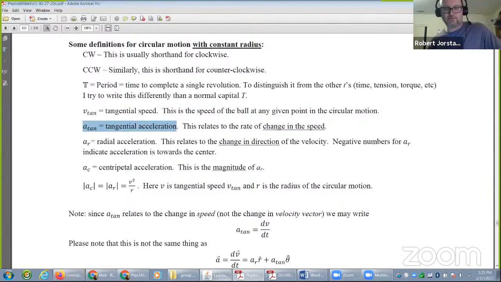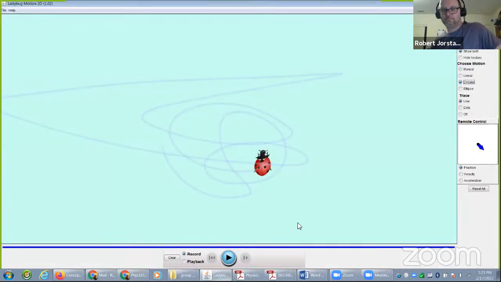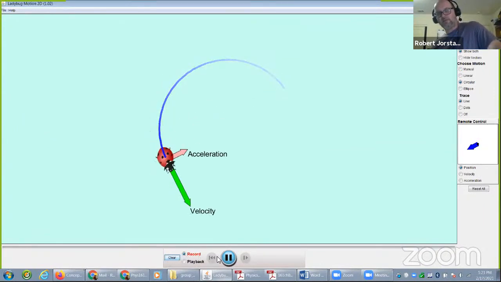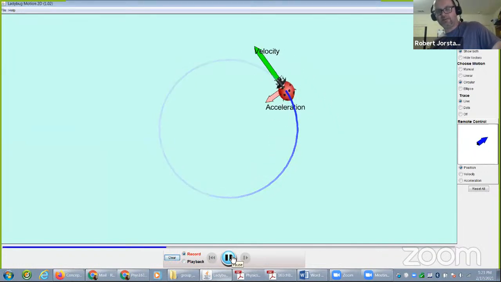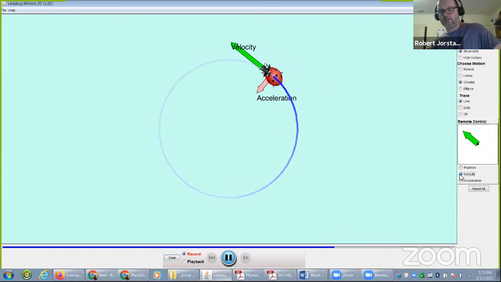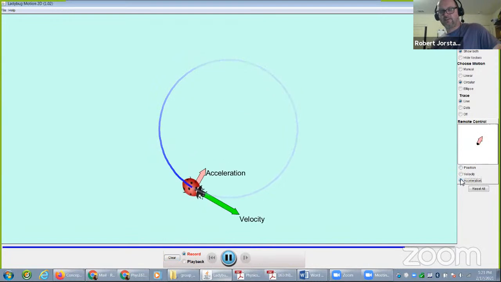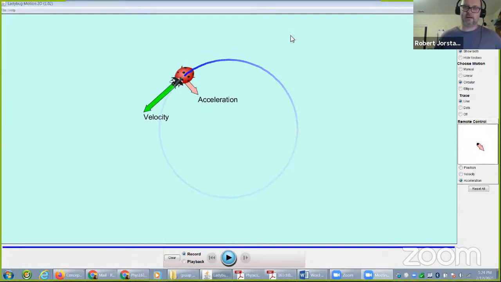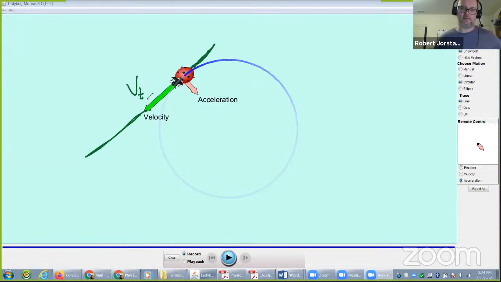Let me give you a visual on this one. Let me clear everything here. Here's a ladybug moving in a circle. For right now, let's do simple circular motion, meaning uniform circular motion. Constant speed. We could see the velocity and the acceleration. Notice they're always perpendicular. If I pause this for a split second, hopefully you see the velocity is tangent to the curve. That's why we sometimes call this V tan. And notice in this case, this acceleration is pointing towards the center.